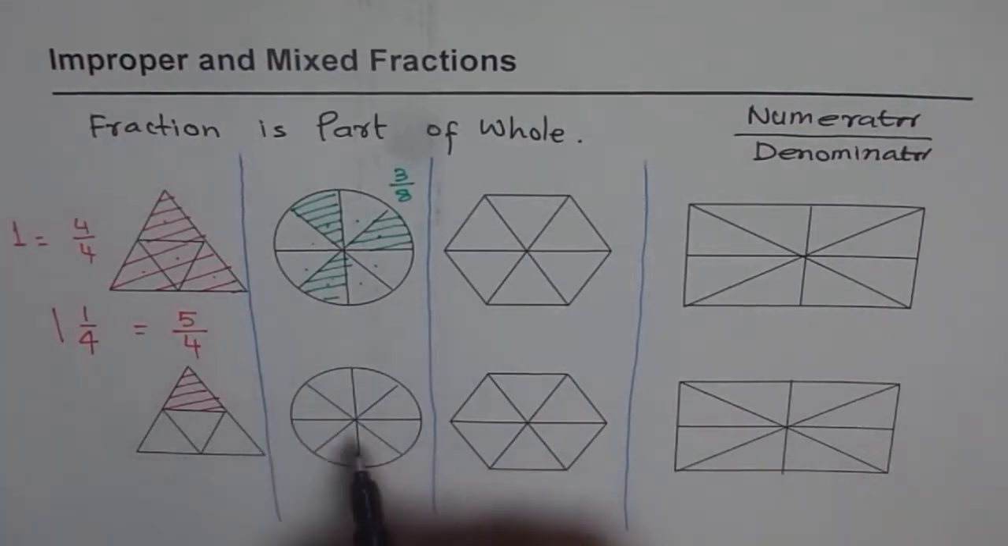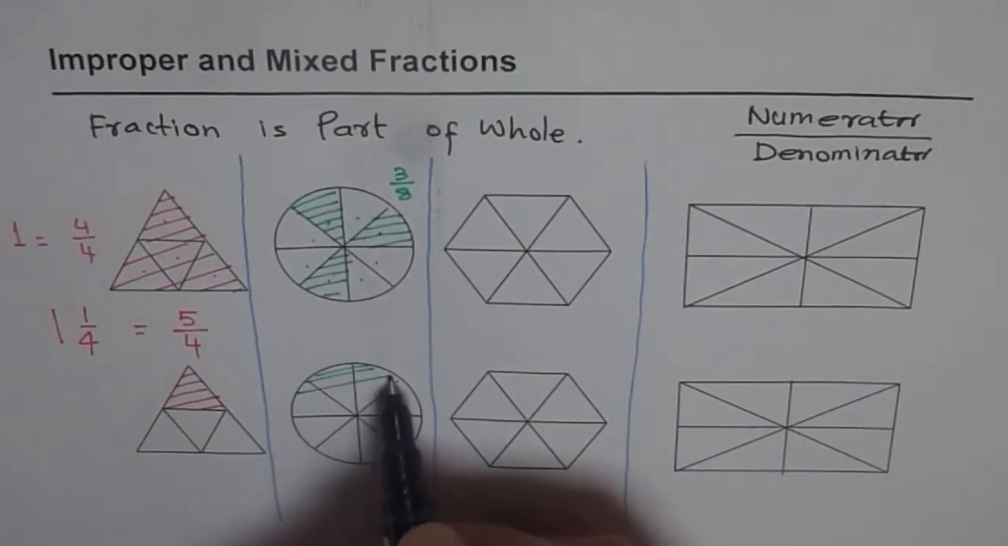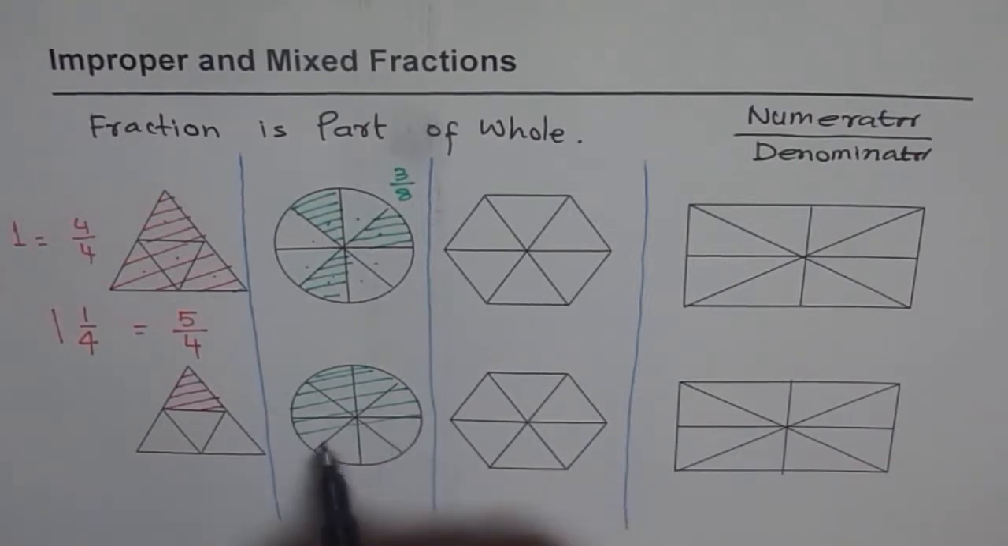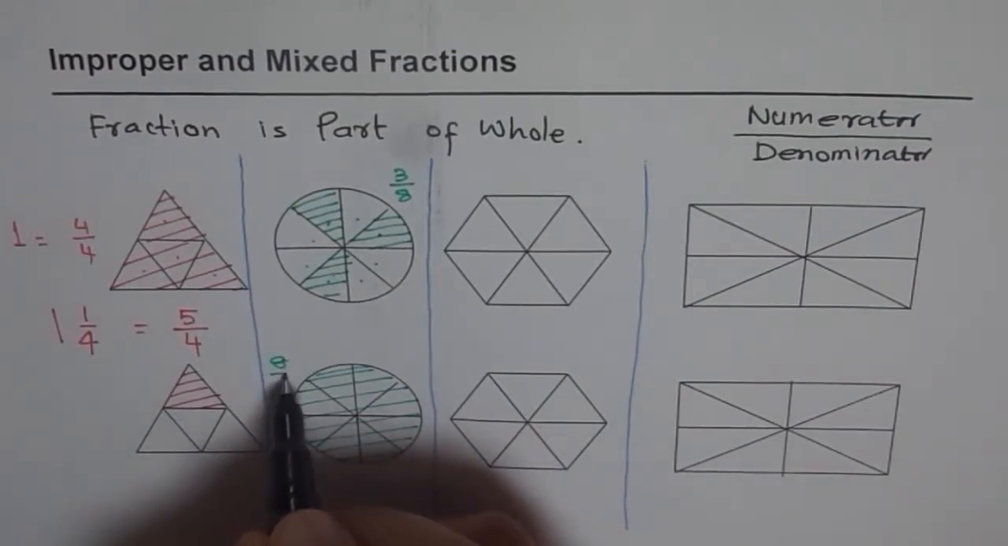Now, what I do here is I shade the whole figure. That means 8 out of 8. Do you see there are 8 equal parts in this? And I shade them all. So this becomes 8 out of 8, correct?